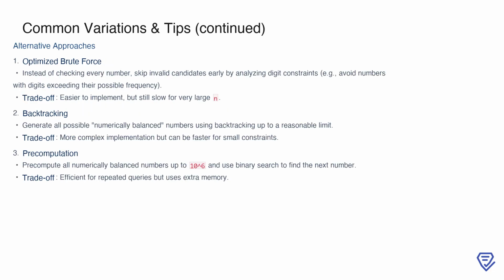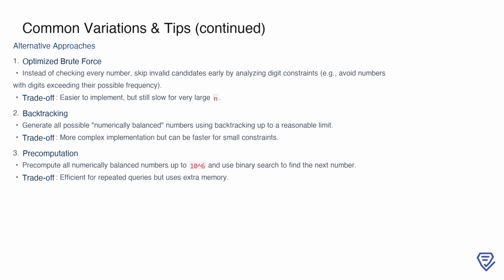There are several alternative approaches to solving this problem, each with its own trade-offs. An optimized brute force method skips invalid candidates early by analyzing digit constraints. For example, you can immediately disregard numbers with digits that exceed their possible frequency. This approach is easier to implement but can still be slow for very large n.